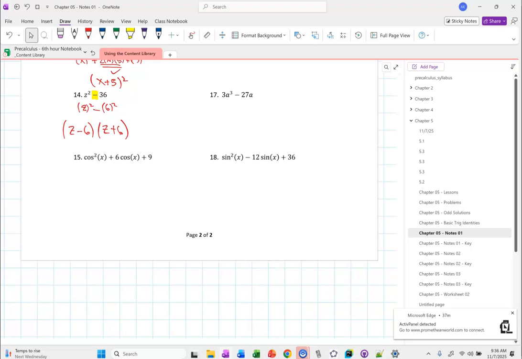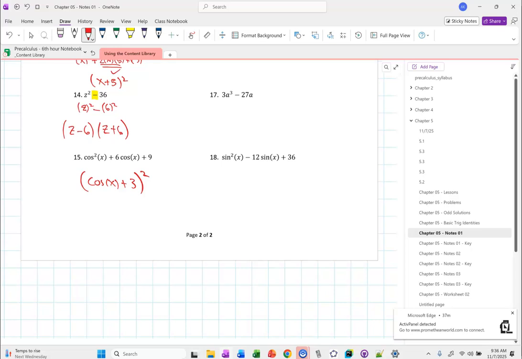So my check now to see if this is the factoring pattern I'm looking for is, does 2 times cosine x times 3 give me the middle term? 6 cosine x. And it does, right? So I can go straight to my factored answer, (a + b) quantity squared.